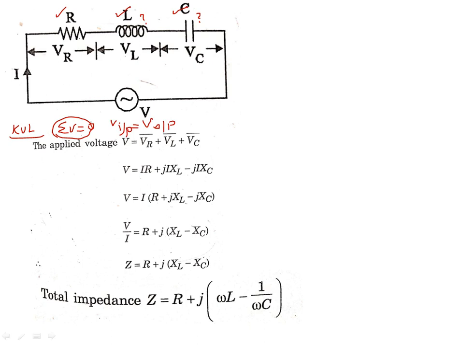Here what is the input voltage? The voltage given by the supply is the input voltage, which will be named as V. What is the output voltage? The sum of voltages across resistance, inductance as well as capacitance. These three are the output voltages. So what is the voltage across R? As per Ohm's law, VR is equal to I into R.